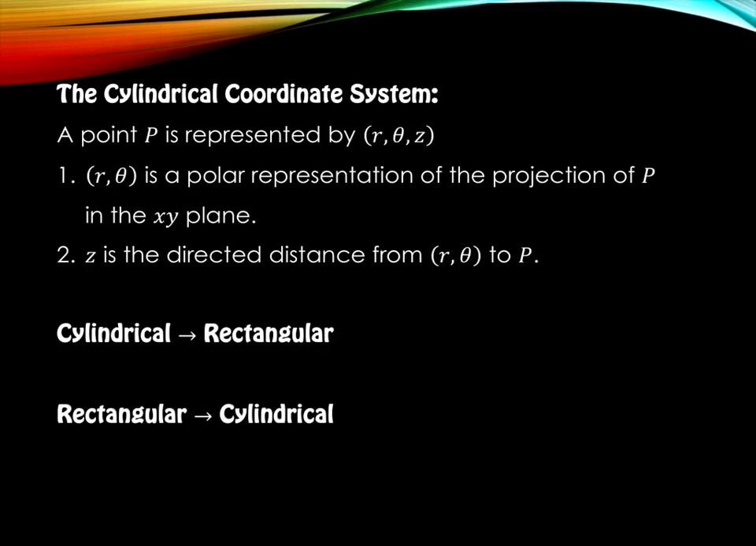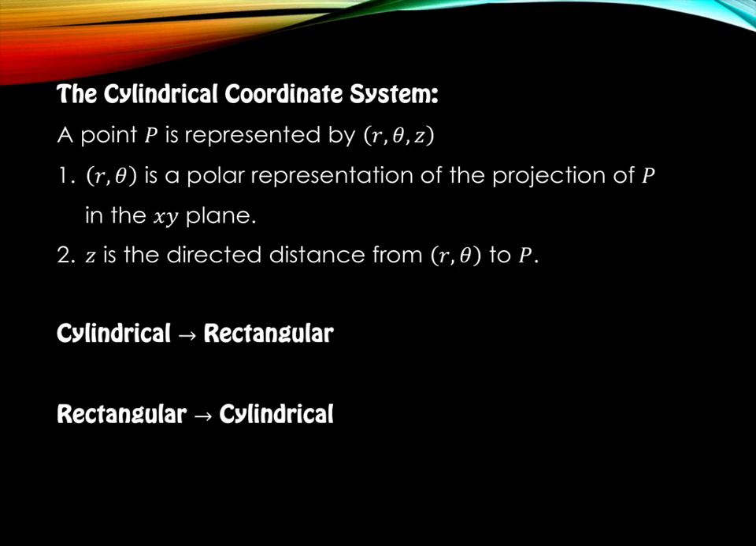So we have a point P represented by r, theta, z. R and theta are the same as the polar representation that we're familiar with. So r is the distance from the origin, and theta is the angle measure from the positive x-axis. And z is just the directed distance from that coordinate system up or down. It's just like with a cylinder, it goes up or down from that coordinate system.